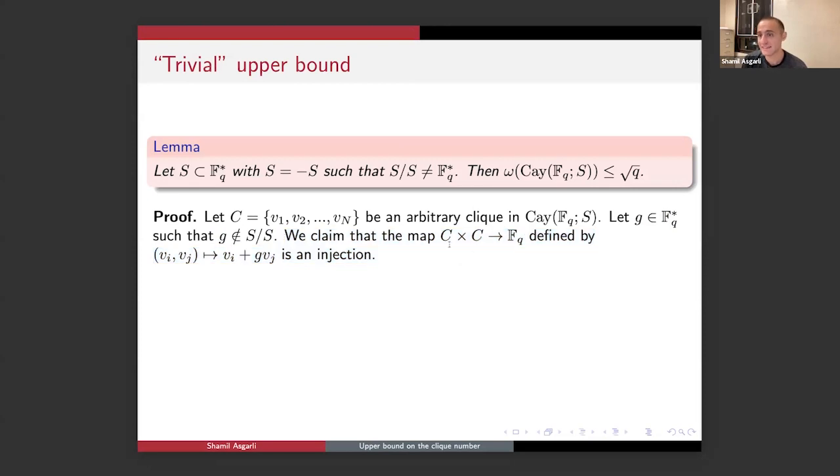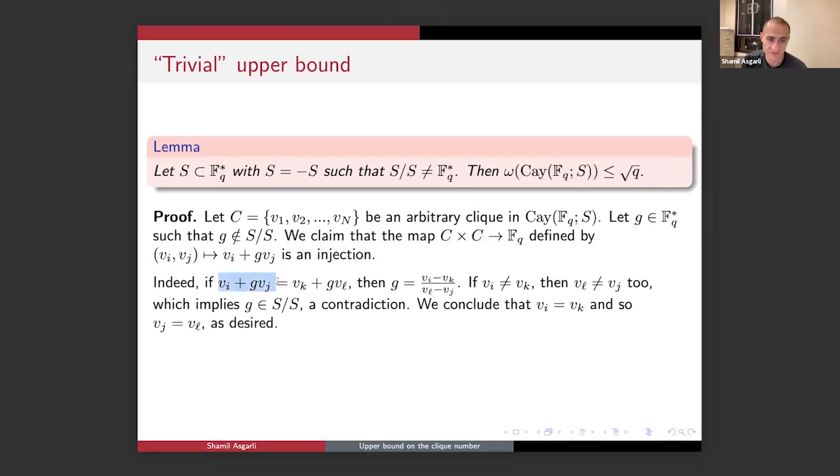And this is an injection of sets. How do we prove that? Well, suppose v_i plus g times v_j is equal to v_k plus g times v_l. Then I can solve for g from this equation. And then I get that g is (v_i minus v_k) divided by (v_l minus v_j). And if v_i is not v_k, then v_l cannot also be v_j because of this equality. But then if v_i is not v_k and v_l is not v_j, then look at this difference. Both the numerator and denominator are differences of elements.